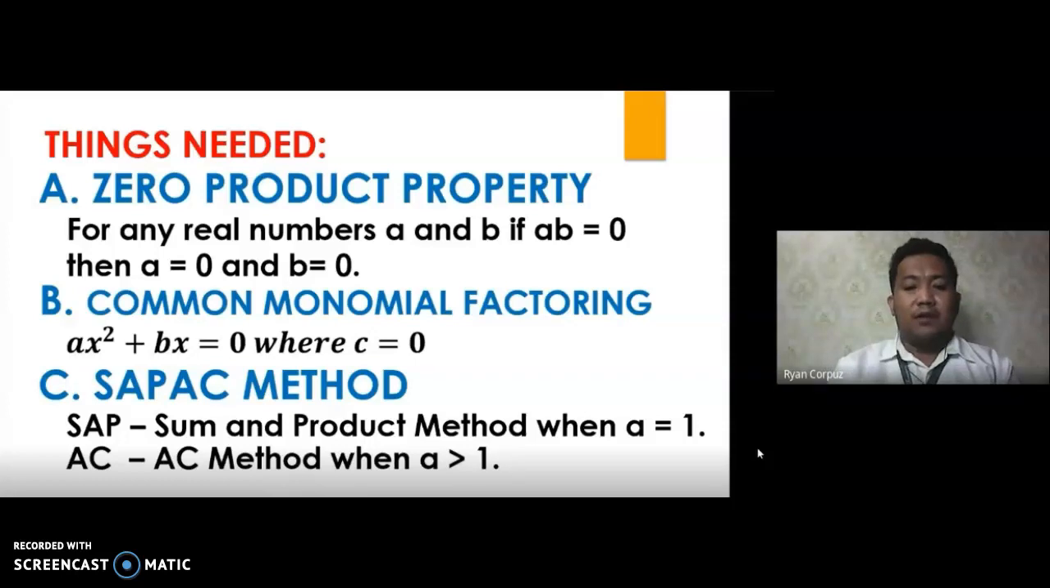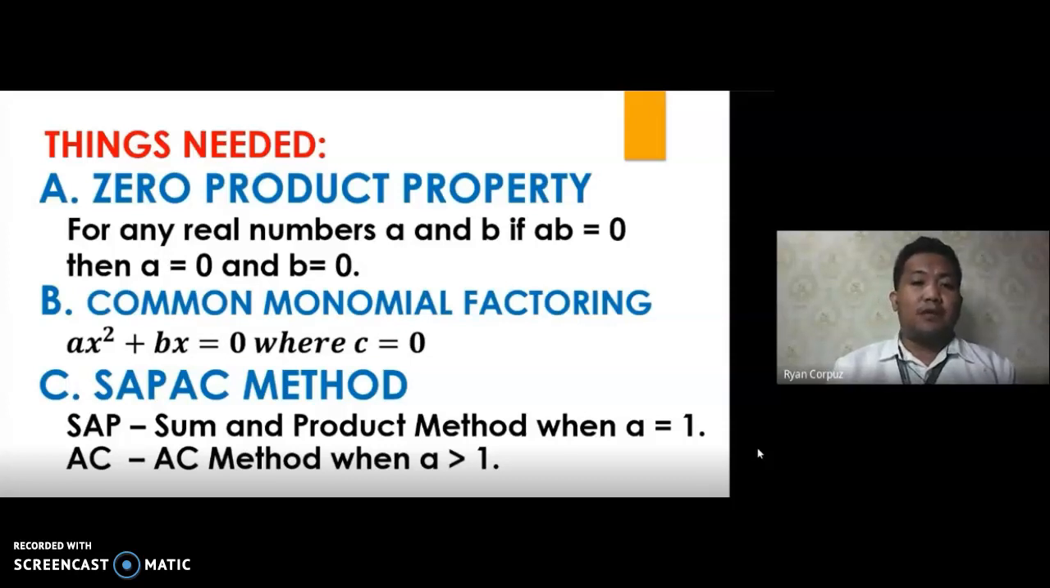So all in all, if we are going to use factoring as a method of solving quadratic equation, these are the three things that are needed. The first one is zero product property. The second is the common monomial factoring. And the third one is the SAPAC method, the combination of the sum and product and the AC method.